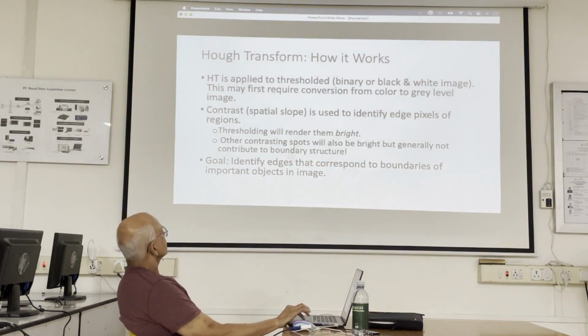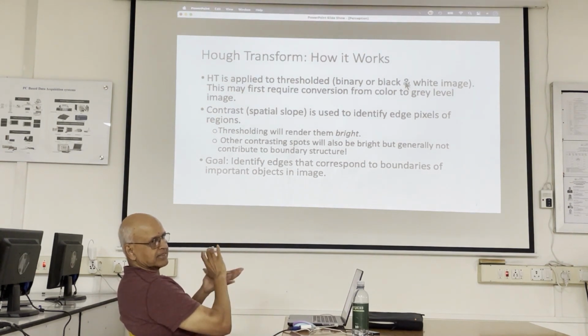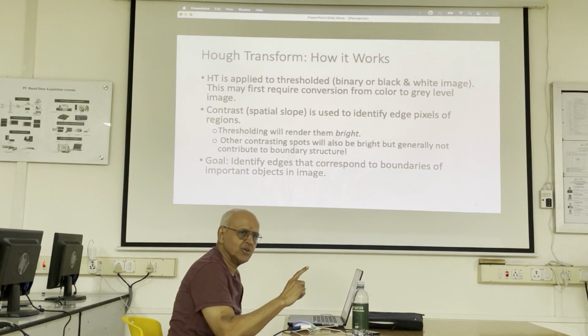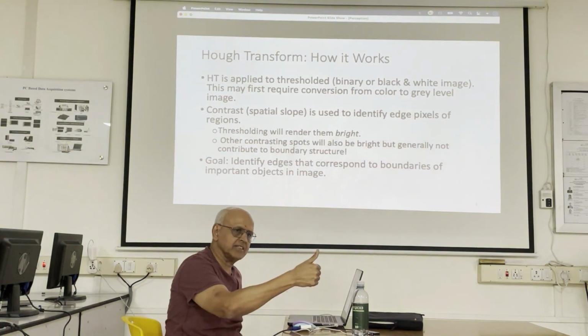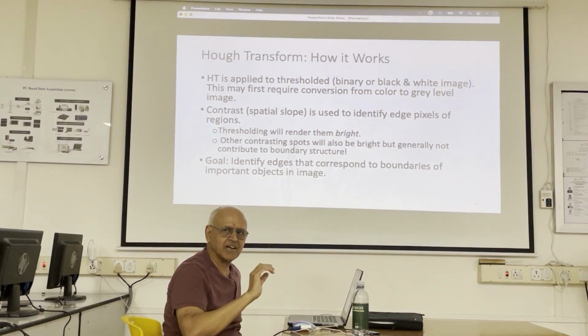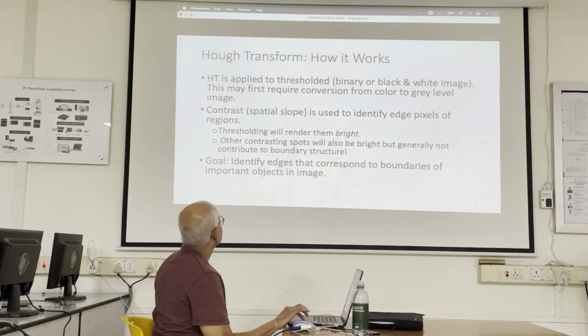So here's how it works. You first need to convert the color image into a binary or black and white image. Binary, black and white, same thing. Either dark or bright. And that's not difficult because each pixel has an intensity value. So you'll say anything higher than this intensity, I consider it as bright. Anything lower than this, I make it black. So that's called thresholding. So you convert from color to gray level, and then you convert the gray level into a black and white image. And you know how they do that?